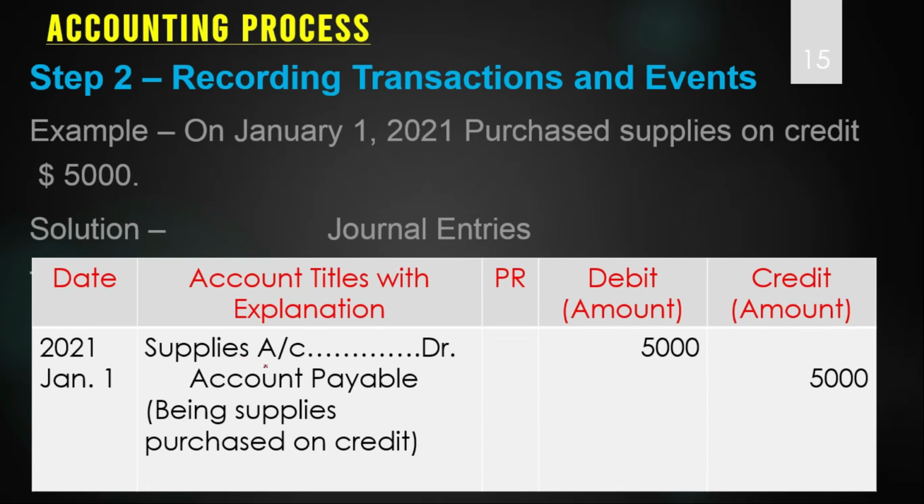Supplies, you have found it was increasing and it has to be debited, so you will write supplies account debit. You need to write the date of the transaction. If this is on January 1, so you write 2021 January 1. Supplies is debited, so write supplies debited. Leave the column PR blank. 5000, because this is debited, so this must be written in the debit column. And accounts payable is credited, so write the accounts payable amount in the credit column. Debit amount will be written in the debit column and credit amount will be written in the credit column.